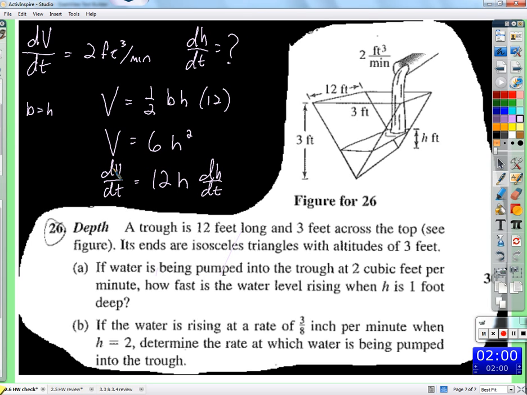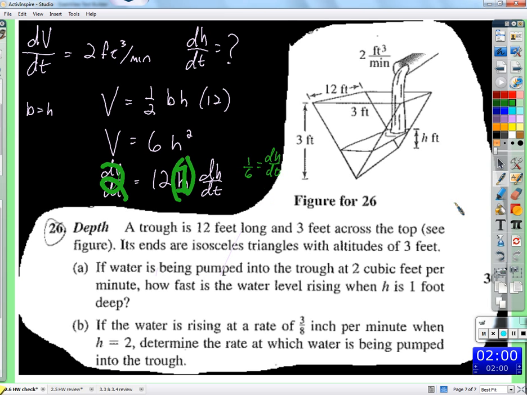dV/dt, is it known? It's known. What is it? It's 2, in feet cubed per second. Hold on, let me write this really big. 2. And do we know what H is? It's 1. So that's 12 times 1 times dH/dt, and that's what I want to know. We have 12 times dH/dt equals 2. Divide by 12 on both sides, and 1/6 is dH/dt.